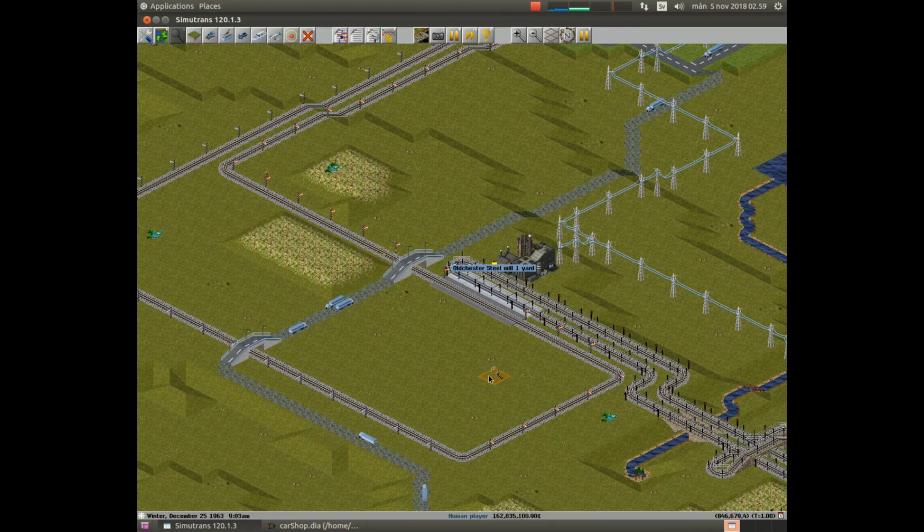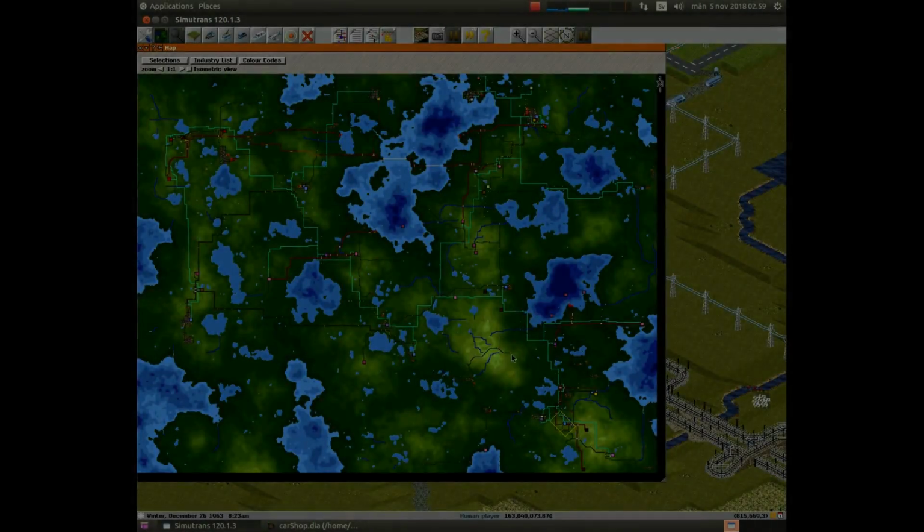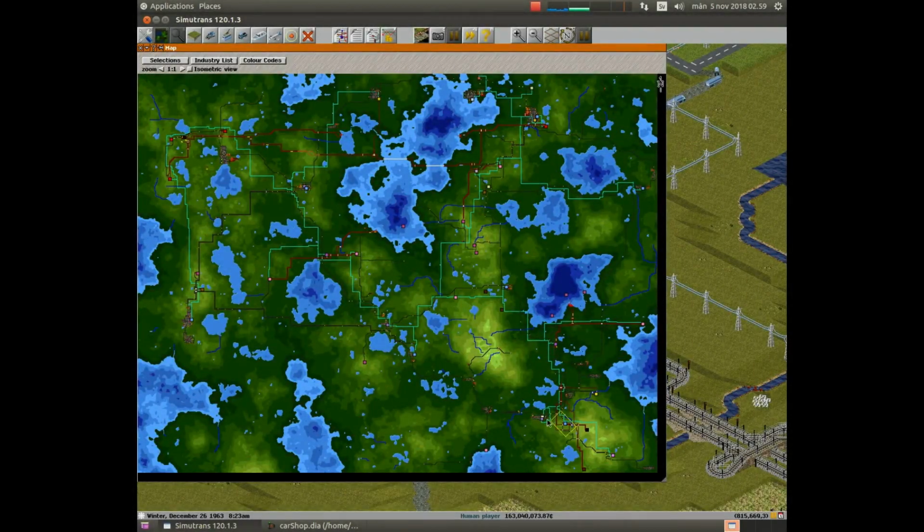Today's topic is this steel mill and connecting car dealer. I plan to make this episode as short as possible, so I have already built a lot of infrastructure. Here is the car dealer. Here is the car factory. So finished cars are transported by road to the car shop.